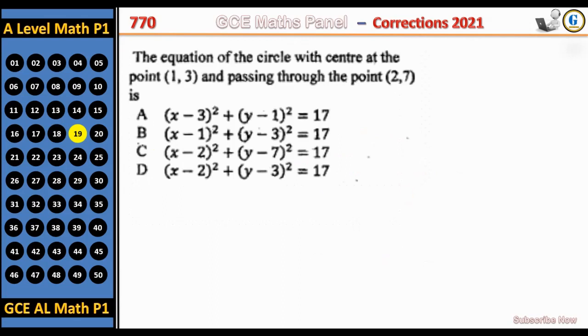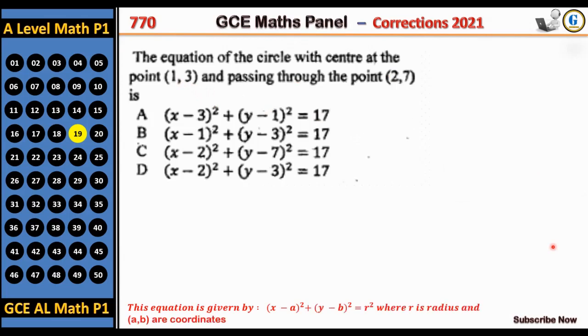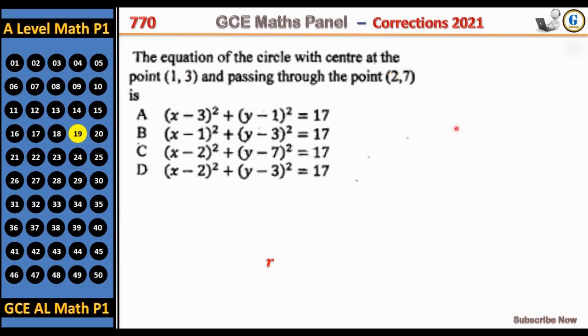Question 19. The equation of the circle with center at the point 1, 3 and passing through the point 2, 7 is... So if this circle passes through the point 2, 7, then normally, knowing that the equation of the circle is given by x minus a squared plus y minus b squared equals r squared, where r is the radius and a, b are the coordinates of the center. So our a, b here is 1 and 3, and our r will be 2 minus 1 squared plus 7 minus 3 squared, the square root of all of that.